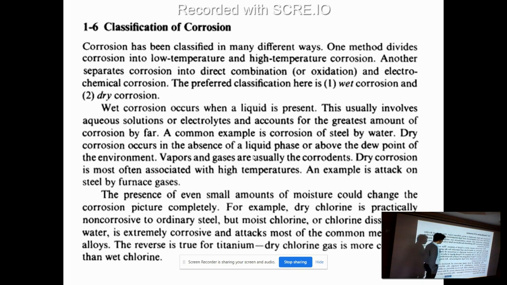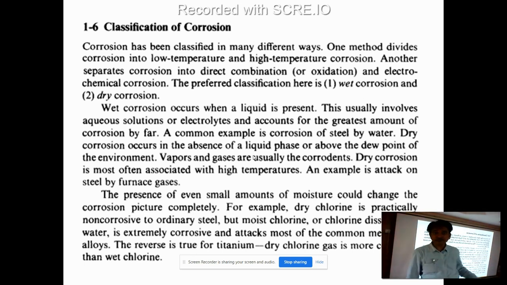So what is dry corrosion? In the absence of a liquid phase, vapors and gases are usually the corrodants. Dry corrosion is often associated with high temperatures. An example is attack on steel by furnace gases. Whenever industrial furnaces release flue gases, those gases will attack the steel, which is an example of dry corrosion. Vapors or gases cause dry corrosion.